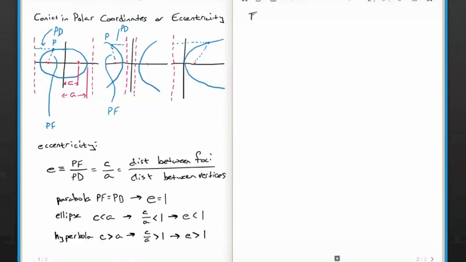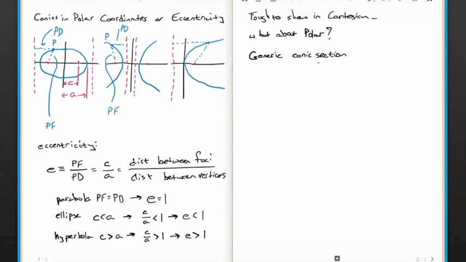Okay. Now this is tough to prove in Cartesian coordinates. It's tough to show in Cartesian. So what about polar? Okay, so let's take a look at the polar coordinates here. I'm going to draw a generic conic section.